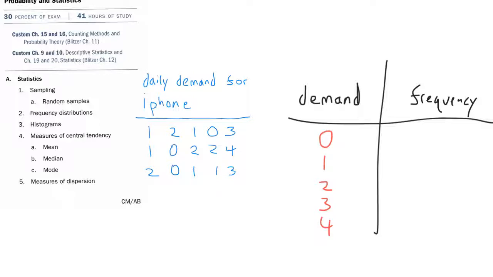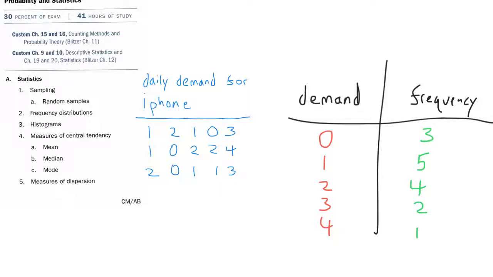And then count up how many times 0 showed up. It showed up 1, 2, 3. So that's going to be a 3. How many times did 1 show up? 1, 2, 3, 4, 5. So that's going to be a 5. How many times did 2 show up? We have 1, 2, 3, 4 right there. And how many times did 3 show up? We would soon discover it's 2. How many times did 4 show up?